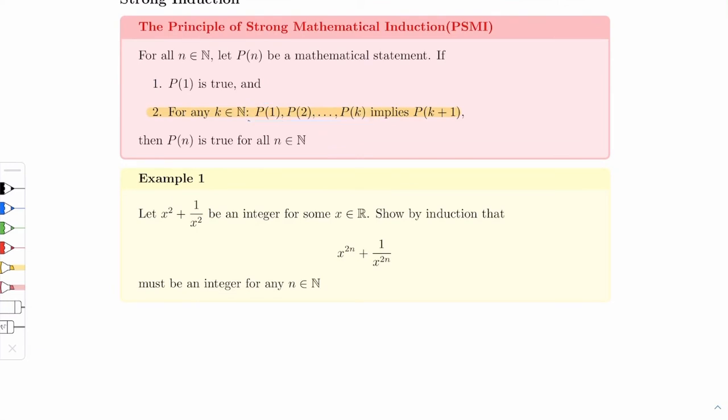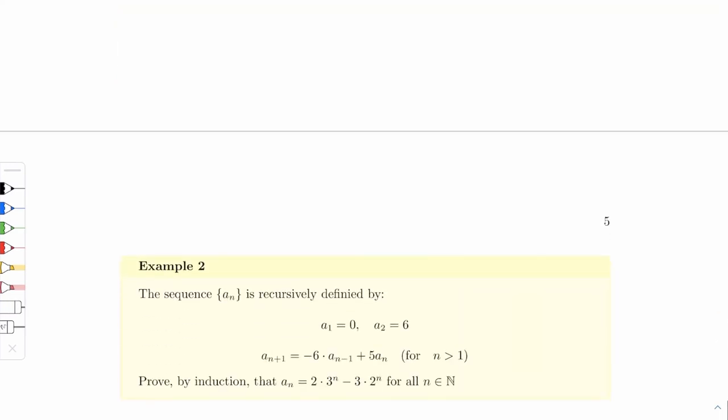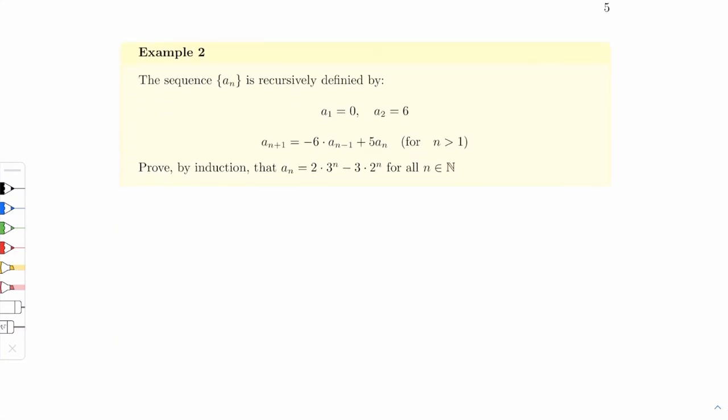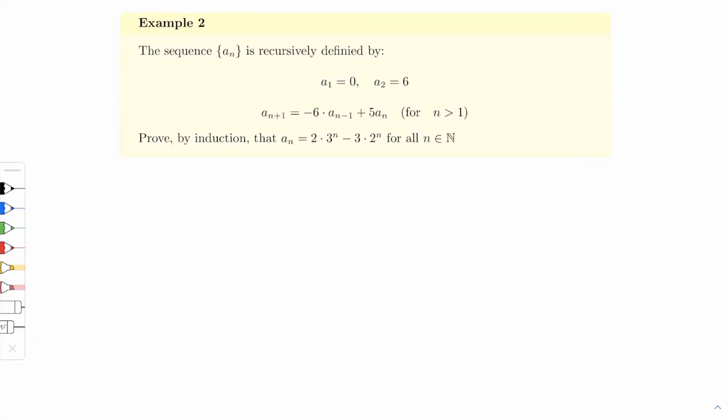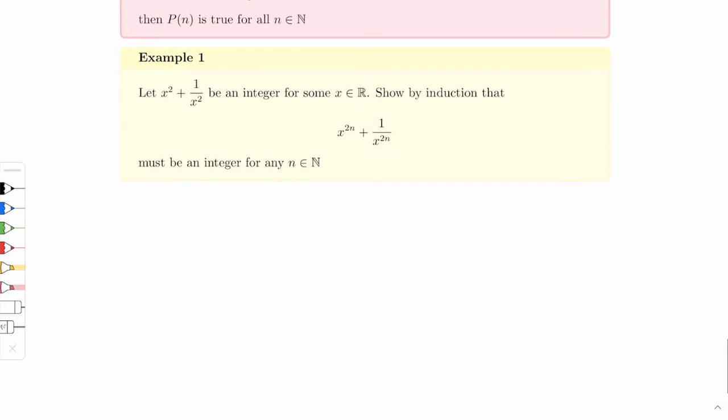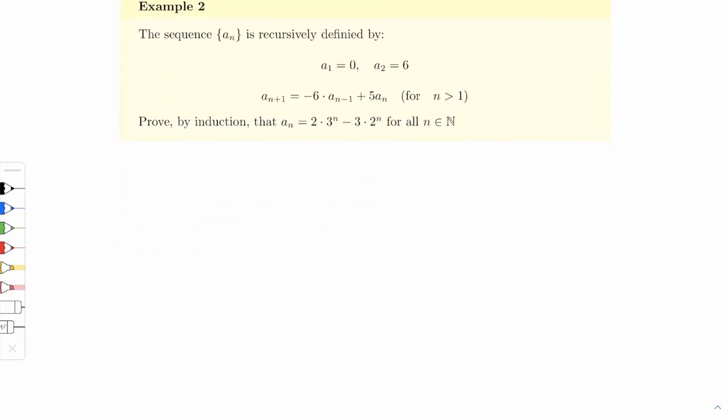Actually, I want to do example 2 first because it's a recursive sequence, so that I can talk about recursive sequences, and we'll move back to example 1. So example 2. The sequence a_n is recursively defined by a1 equals 0, a2 equals 6, a_(n+1) equals negative 6 times a_(n-1) plus 5 times a_n. Prove by induction that you have this.